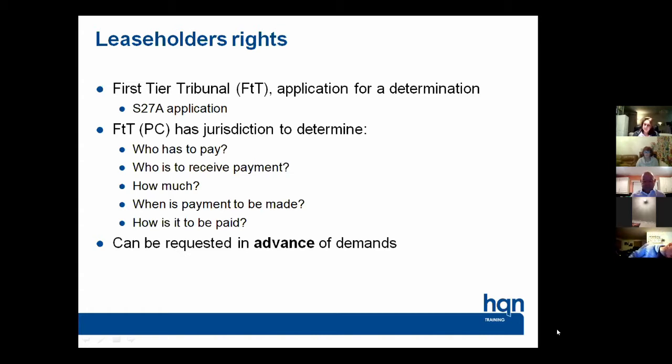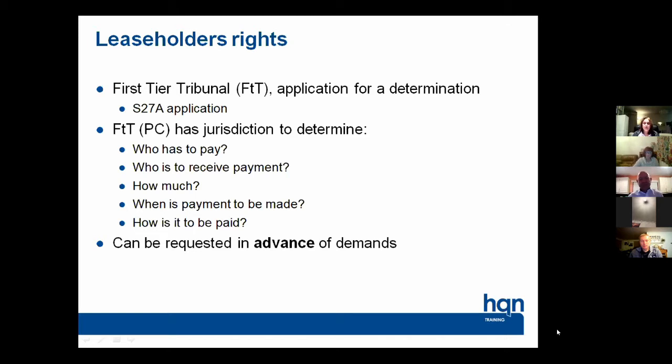The tribunal has the following jurisdiction. It's got lots of jurisdiction. They deal with all sorts of matters, the right to manage, enfranchisement, lease extensions, a whole host of different things. But for the purposes of talking to you this evening with regards to service charges, their jurisdiction is they can determine who has to pay, who is to receive the payment for the service charge, how much service charge is payable, when it should be made, and how it should be paid.